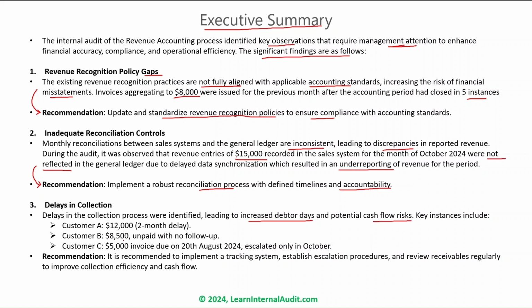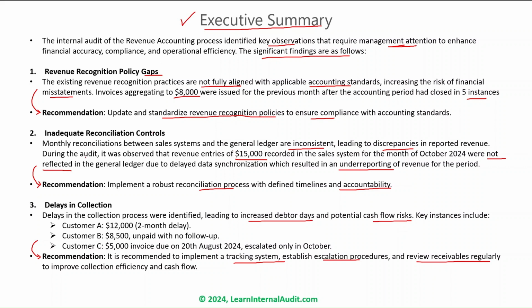If you see, there is a delay which has been pointed out: 2 months unpaid with no follow-up, invoice due on 20th, but it was escalated only in October. This is a big control gap. Now the recommendation here is to implement a tracking mechanism, establish escalation procedures, and review receivables regularly to improve collection efficiency and cash flow. A tracking system and an escalation procedure again are governance issues, and from the risk management perspective, these have to be taken care of by the management.